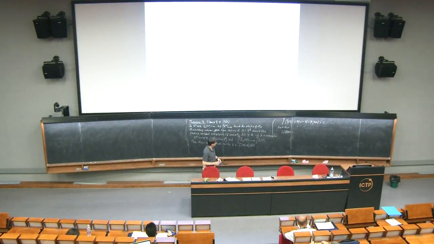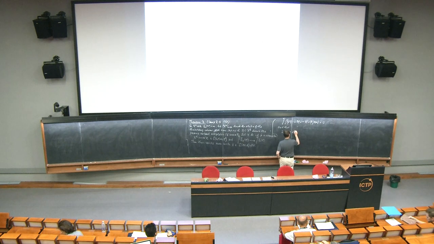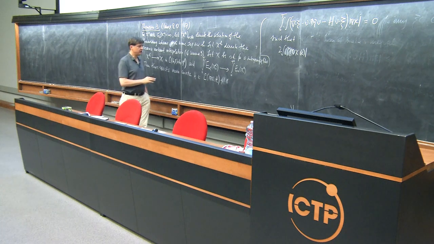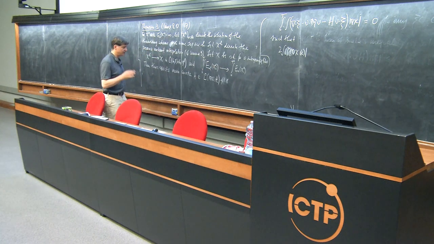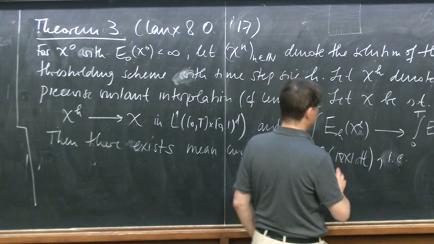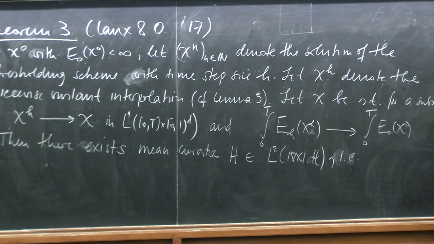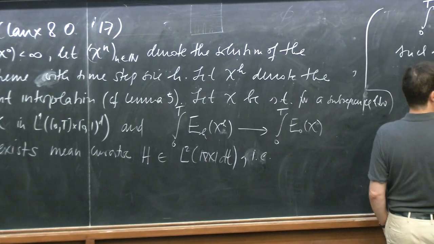Okay, so let me reconstruct what we had on the blackboard, which is the main theorem. Starting from the thresholding scheme, which is a kind of practical numerical scheme, and using a minimizing movements interpretation, one can show that under this additional convergence assumption, which is a little bit the state of the art in this field, one converges to a solution of mean curvature flow in the sense of Brakke's inequality, but formulated not in terms of varifolds, but formulated in terms of BV functions.